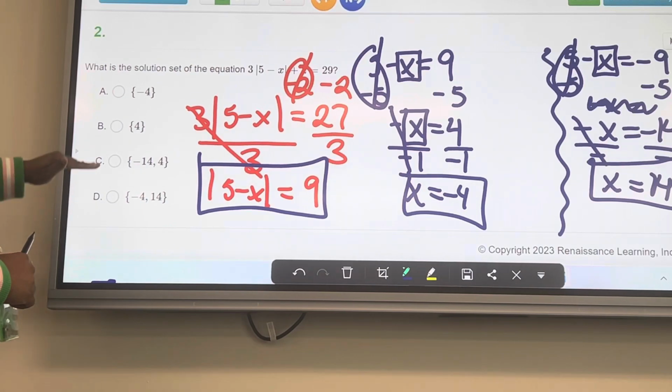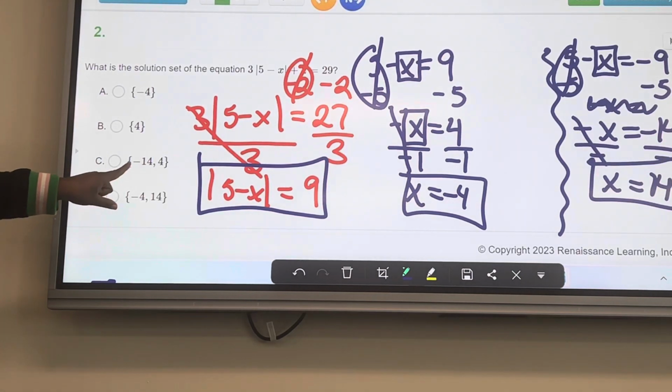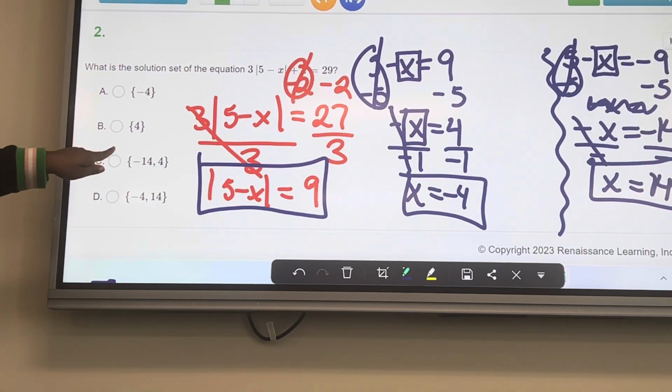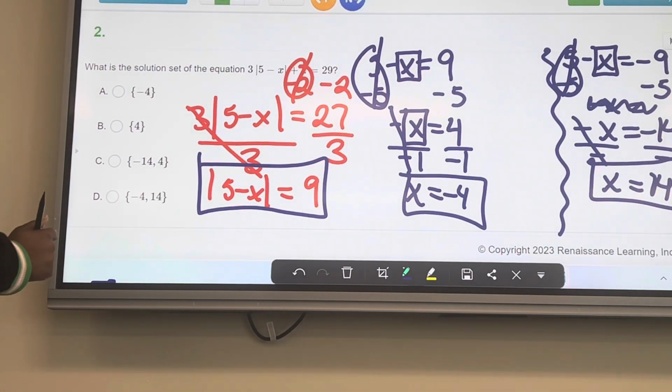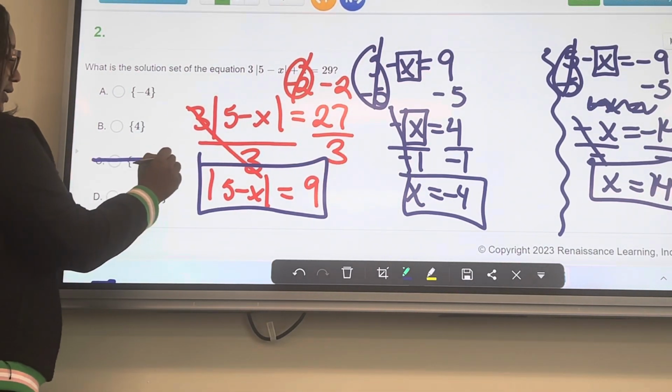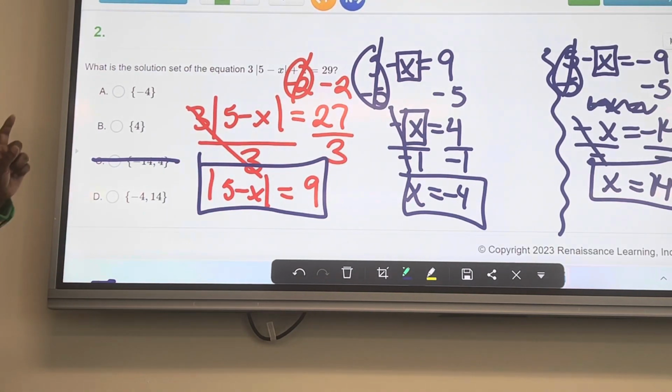Does that look like we're on the right path by looking at these answer choices? Yes, it does. All right. I see a -4 and a +14. I see a -14 and a +4. We didn't quite get those. So I'm going to cancel this one out because we didn't get answer choice C. We got a +14 and a -4.